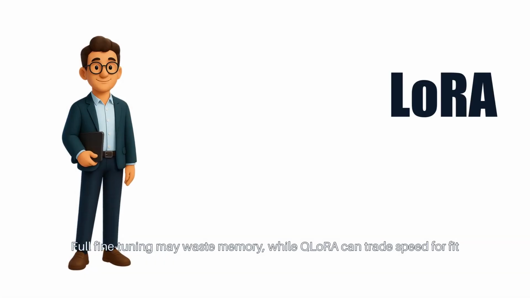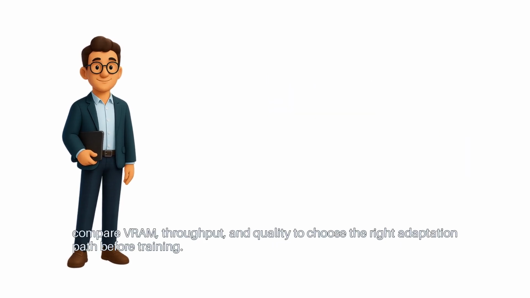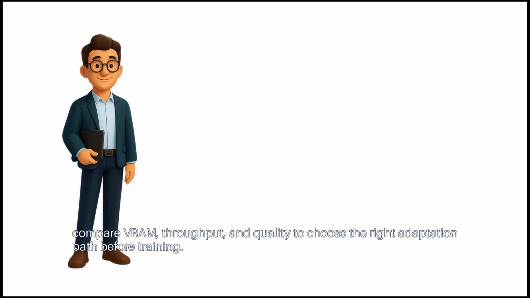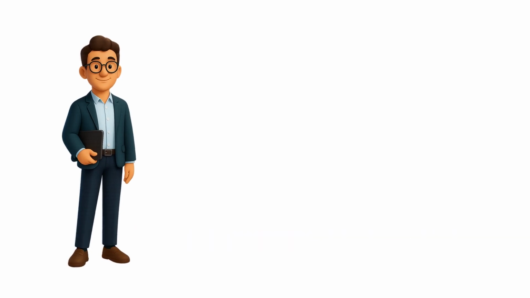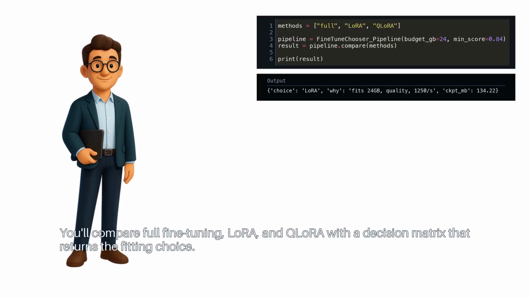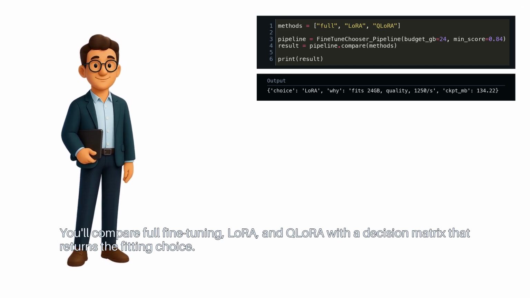Full fine-tuning may waste memory, while QLoRA can trade speed for fit. Compare VRAM, throughput, and quality to choose the right adaptation path before training. You'll compare full fine-tuning, LoRA, and QLoRA with a decision matrix that returns the fitting choice.